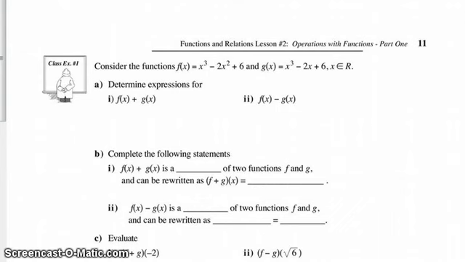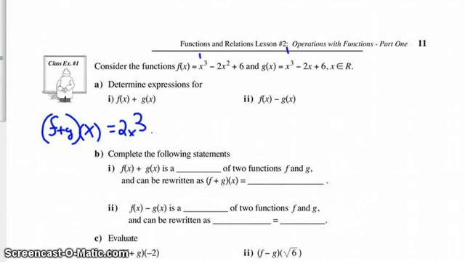So in example 1, it says to determine an expression for f plus g at x. We've learned what f at x plus g at x means. They're asking me to write an expression for f plus g at x. I can write it all out, but I think we can see that if I add these two functions together, I will have 2x cubed.